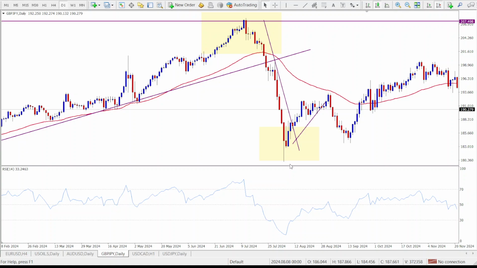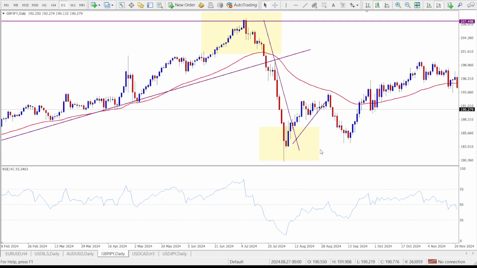Another pitfall is failing to use proper risk management. The RSI can sometimes give false signals, especially in volatile market conditions. So always use your stop loss orders and make sure you are trading with proper position sizing to avoid large losses. Now, there are times when the RSI reversal strategy isn't the best strategy to use.